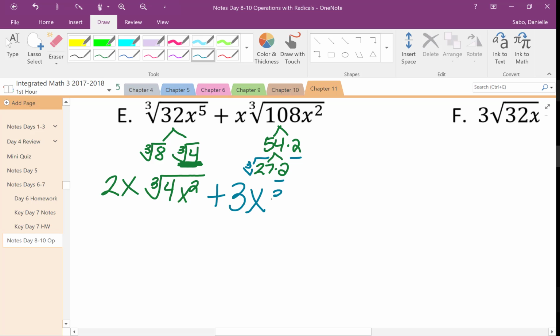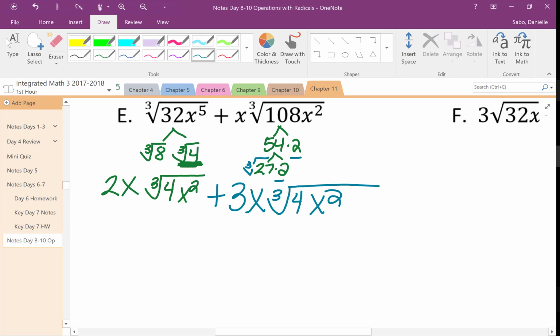What is left? What number is left inside the radical here? 4. Good, because look at what I underlined. 2 times 2 is 4. Now, how many times does 3 go into 2? None. I can't take anything out of my x's, so the x squared is going to stay inside.